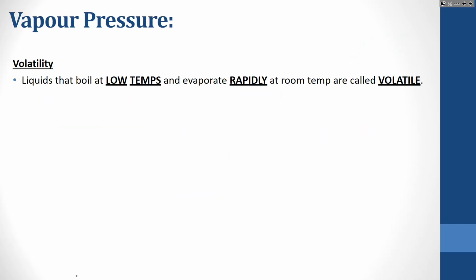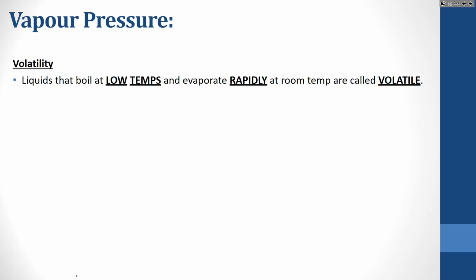Now, another word that you may have heard before that we should probably clarify a little bit is volatility. Lots of people think of volatile things as things that are explosive. Like you hear somebody say, oh, it's a volatile situation. It's an explosive situation. Volatility is really just liquids or substances, in terms of chemistry anyways, that evaporate really quickly and easily. They have very low intermolecular forces.